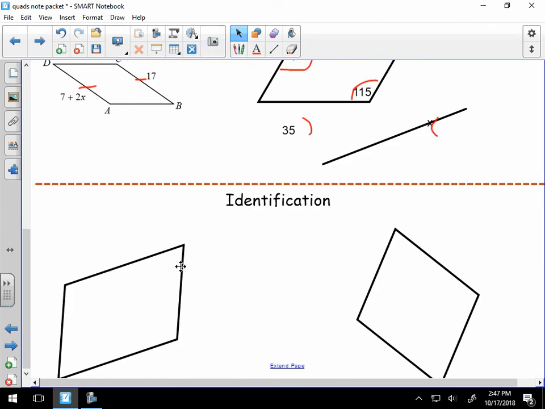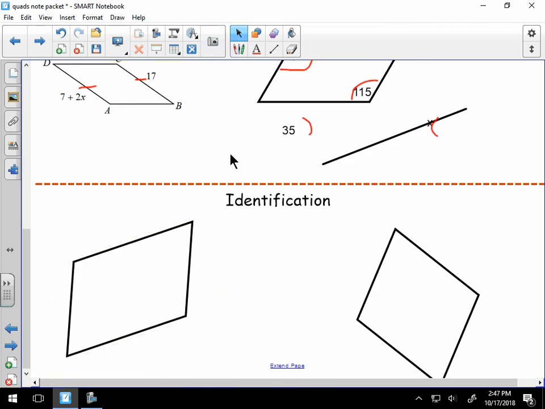Alright, so identifying parallelograms, how can they show you? They can give you examples like this. They can say these guys are equal. Alright, opposite sides are equal. But if this was a right angle, it would be a rectangle. But if they wanted it to be a rectangle, they would put the box in there.